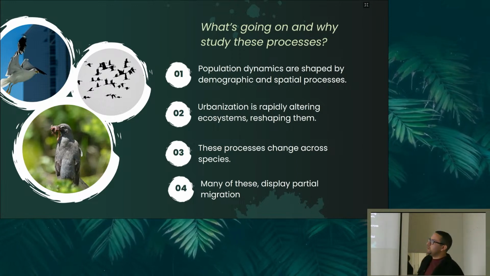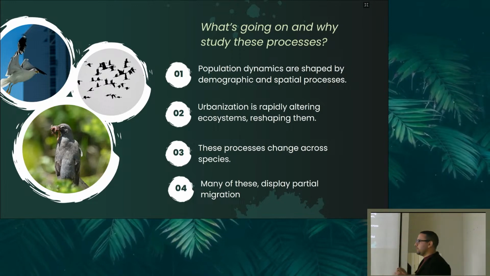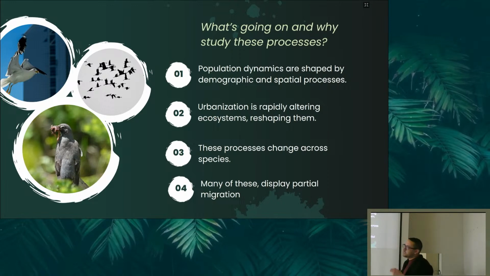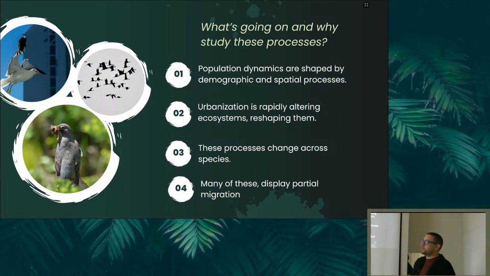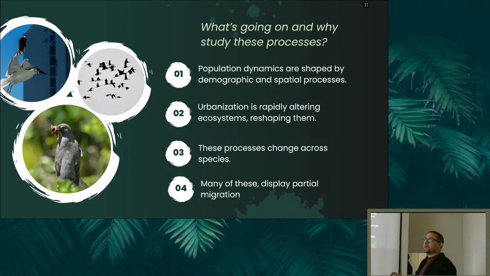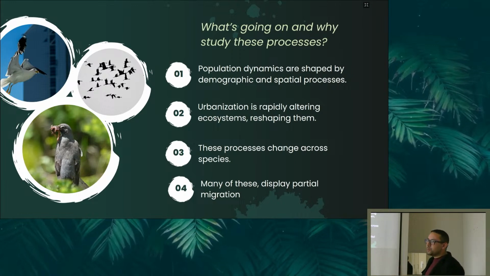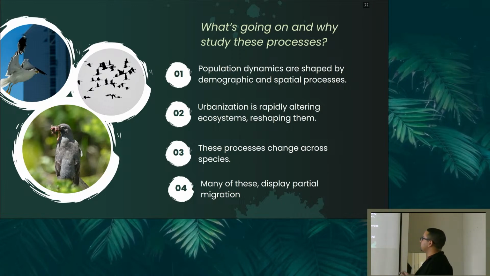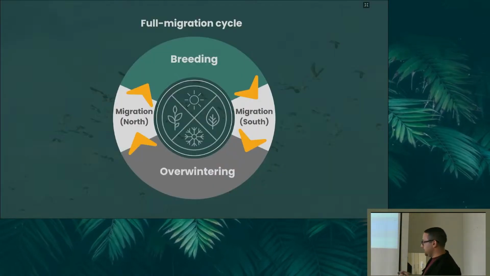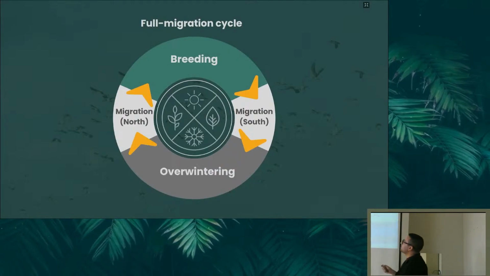And what I'm telling you about right now is what we call partial migration. Partial migration we understand as, within the same population, having individuals that still decide to migrate and also individuals who don't. They just stay and become year-round residents. And that's precisely what my research is focusing on. We wanted to understand many of those spatial demographic processes in a partial migrant which is also urbanized. I'm going to talk a little bit more about the study system later on.